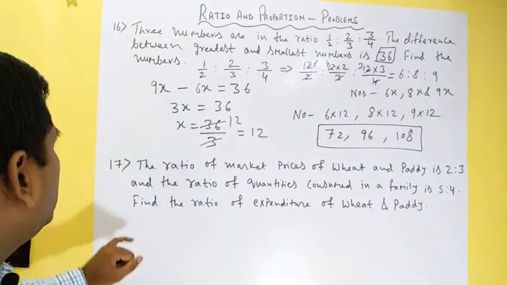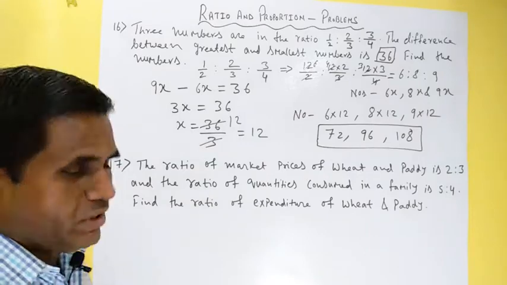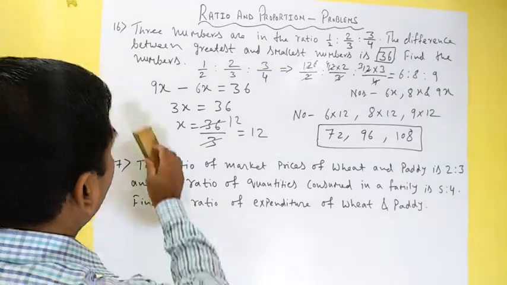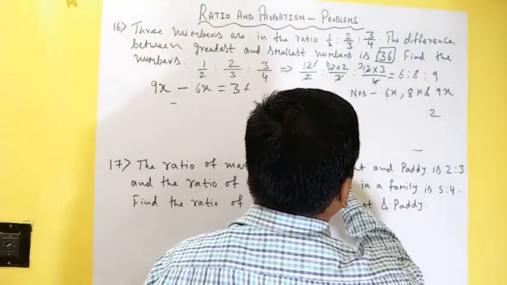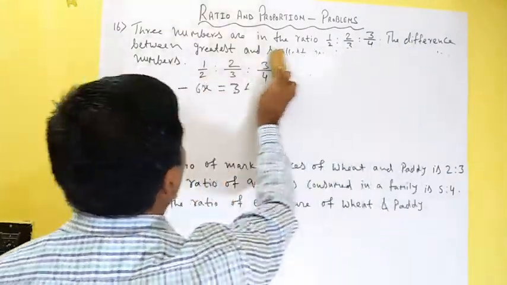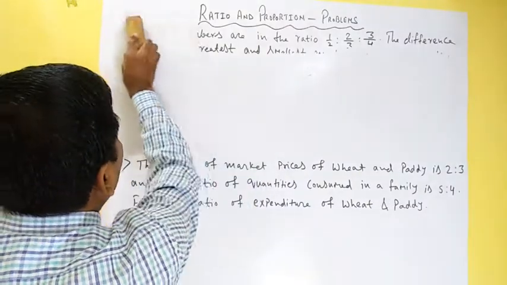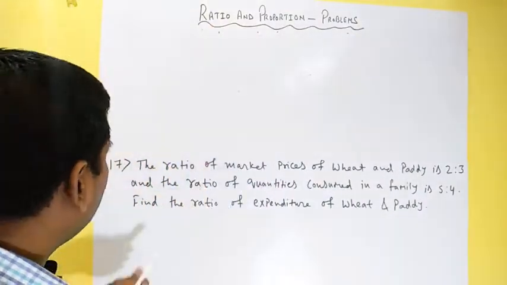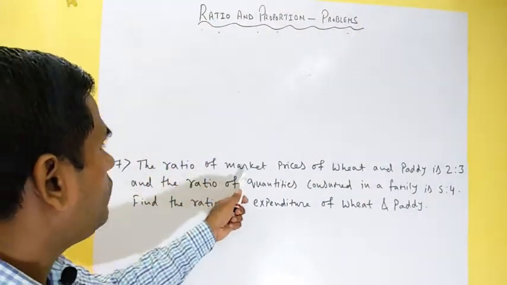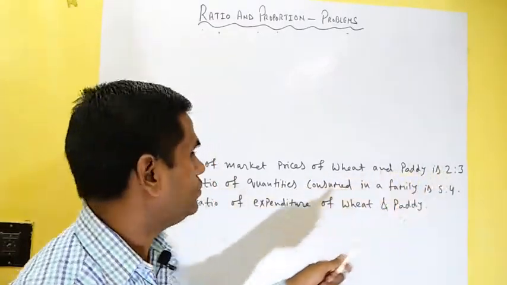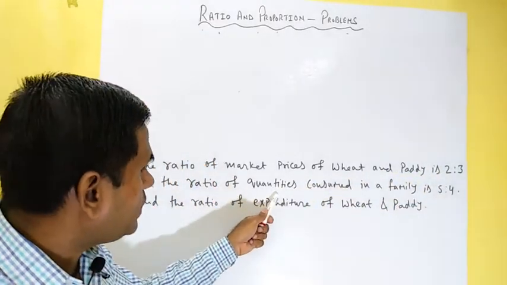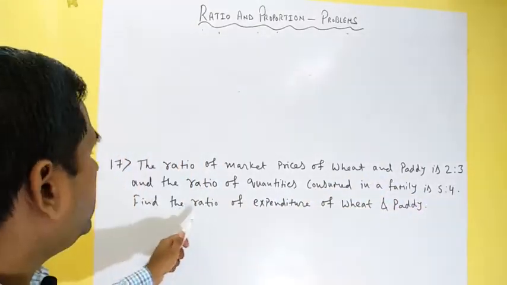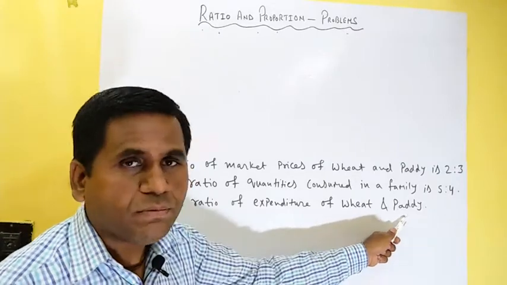Now let us quickly solve question number 17. It says the ratio of the market price of wheat and paddy is 2 is to 3. I'll erase this and solve question number 17 over here itself. Whatever is given, I will write here. The ratio of market prices of wheat and paddy is 2 is to 3, and the ratio of quantities consumed in a family is 5:4. Find the ratio of expenditure of wheat and paddy.